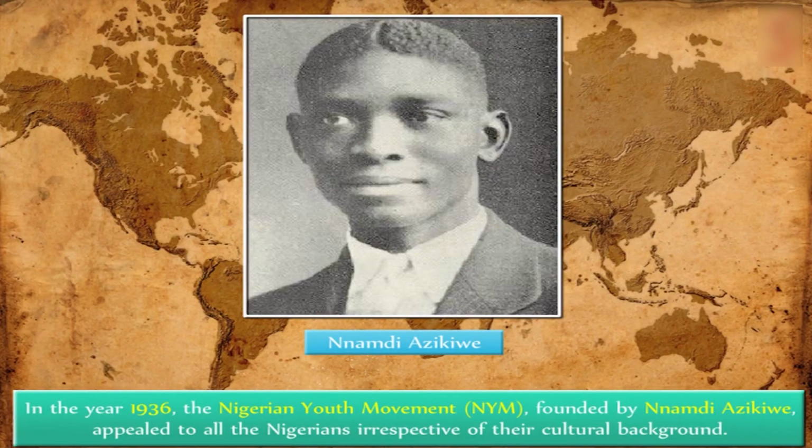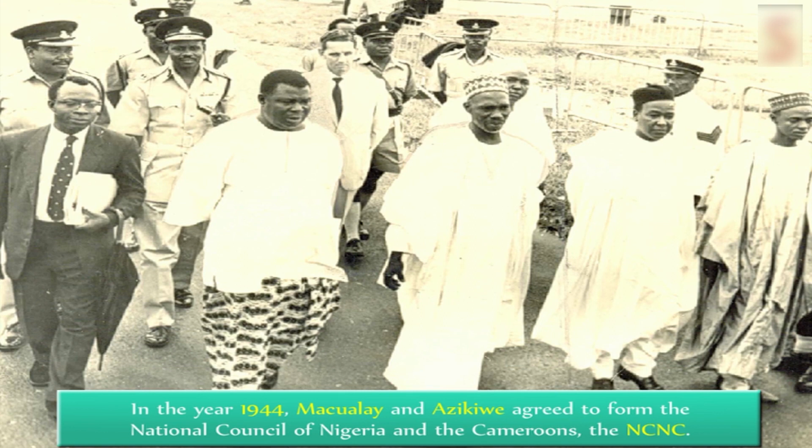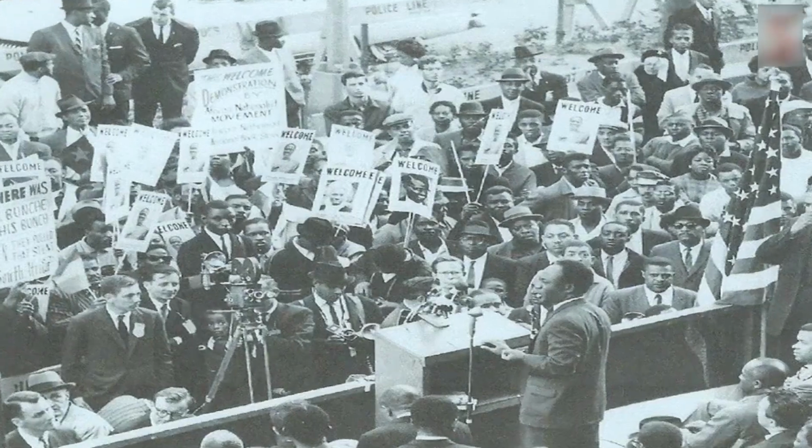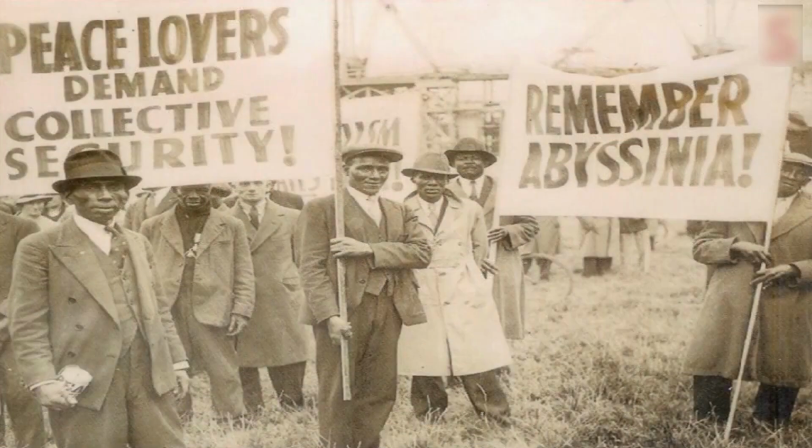In the year 1936, the Nigerian Youth Movement (NYM), founded by Nnamdi Azikiwe, appealed to all the Nigerians irrespective of their cultural background. This quickly developed into a powerful political movement. In the year 1945, Macaulay and Azikiwe agreed to form the National Council of Nigeria and the Cameroons, the NCNC. Azikiwe gradually became the dominant Nigerian nationalist leader who supported Pan-Africanism and Pan-Nigerian-based nationalist movement.